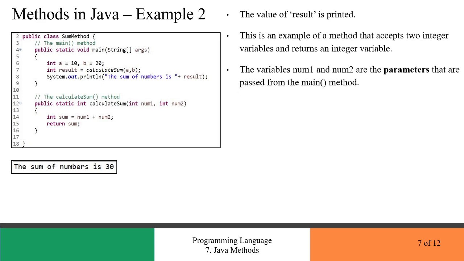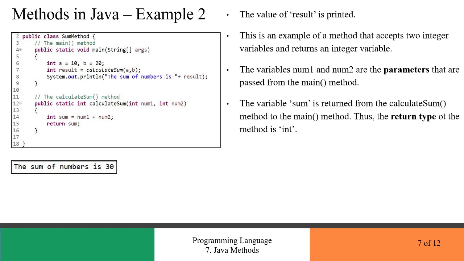The variables num1 and num2 are also called parameters that are passed from the main method, and because we are returning a variable of type integer here, the return type of the calculateSum method is an integer.